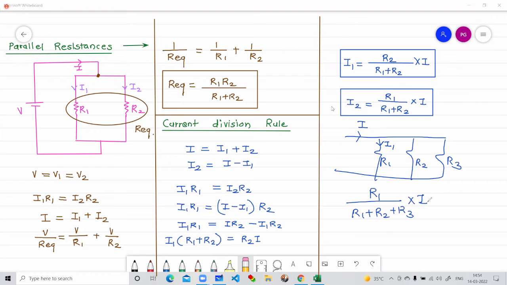You mean to say this? Yes, ma'am. And that will be I1. But you are getting the same resistance over here, so it's wrong. R2 should be there. Yes, ma'am. Still it is wrong. It should be R3 and R1, and still it is wrong. R2 into R3, and R1.